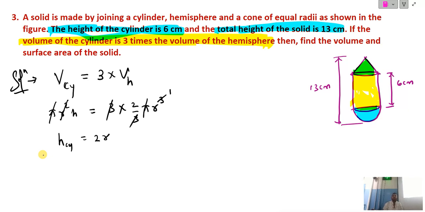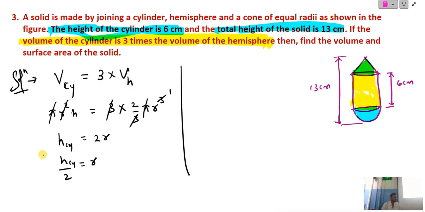Now here they have given the hint. What is the hint? The height of the cylinder is twice of radius. 2 times of radius. But still we need what? Radius. How to find the radius? Very simple. That is h by 2 is radius. Which height? Height of cylinder. Height of cylinder by 2 is equal to radius.